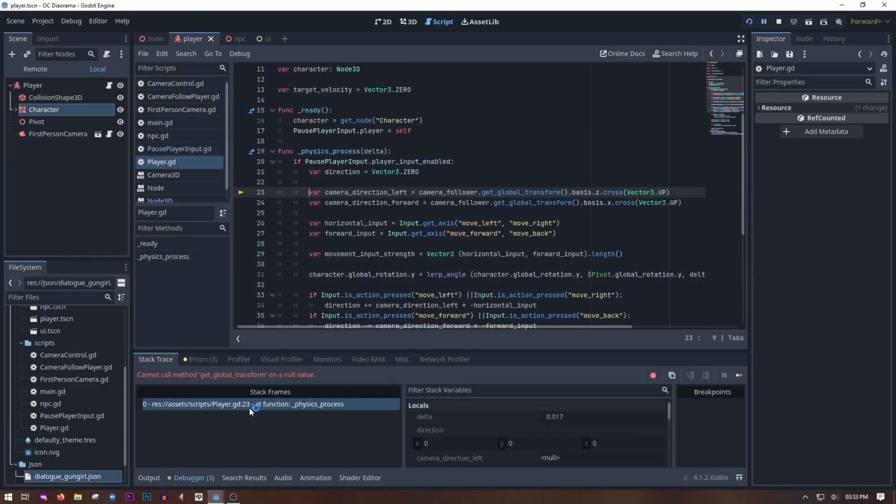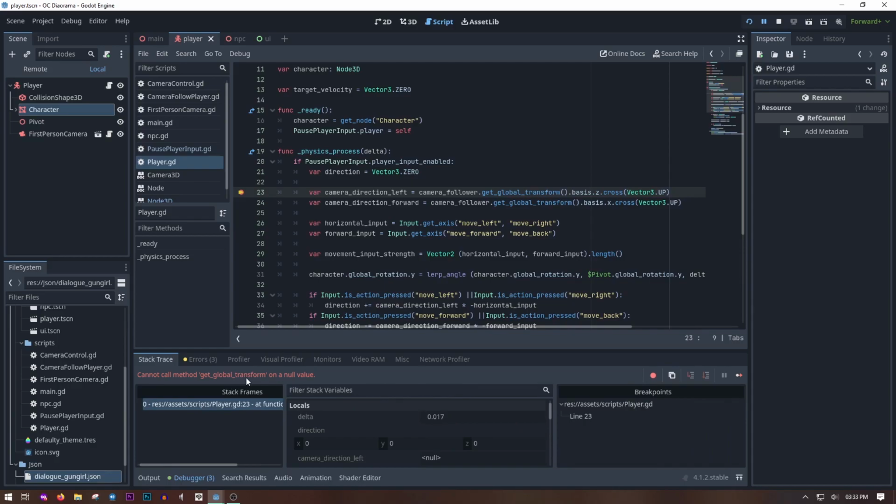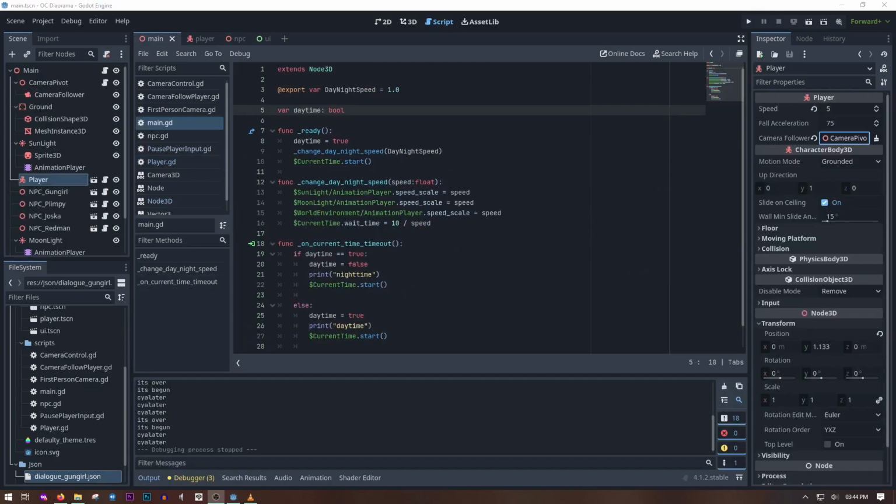Oh, what's going on? Asset script player function physics process. What's upsetting it? Get global transform on a null value. What did I do? Okay, alright. I made a grave error.